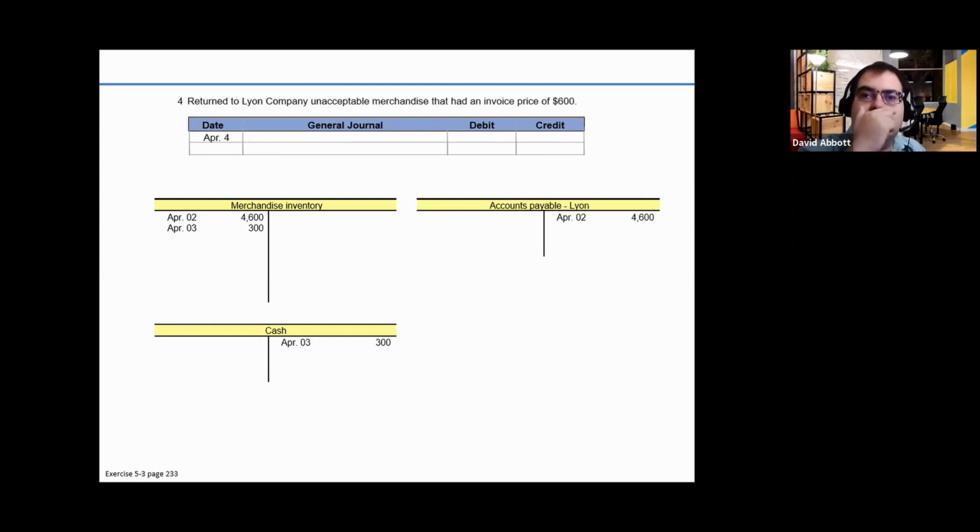Now, on April 4th, we returned to Lion Company unacceptable merchandise that had an invoice price of $600. In this case, because we're returning the merchandise to Lion, they're going to give us credit on our bill for that. We still haven't paid our bill to Lion, so we will debit accounts payable Lion $600, and then we will credit the merchandise inventory $600. We debit the accounts payable Lion because we want to reduce the amount of the bill that's owed, because we now no longer owe them as much as we did. And then we credit merchandise inventory because we have to reduce the amount of inventory that we have by the amount that we're returning.